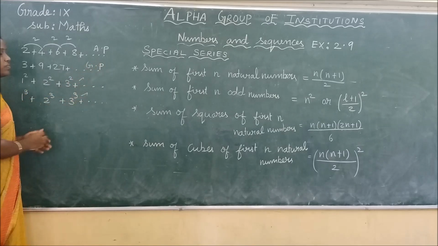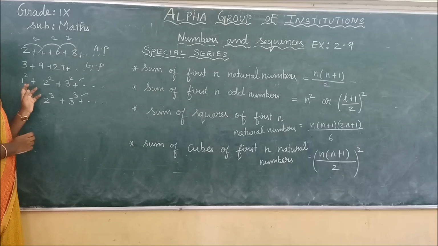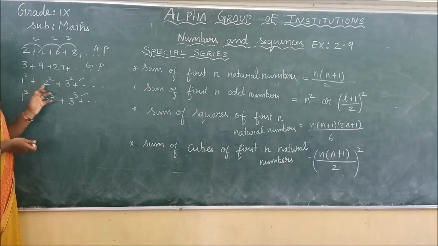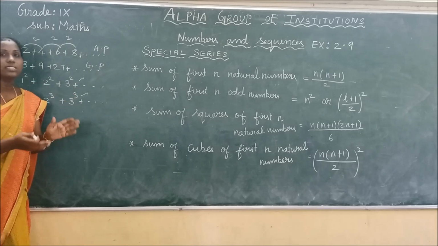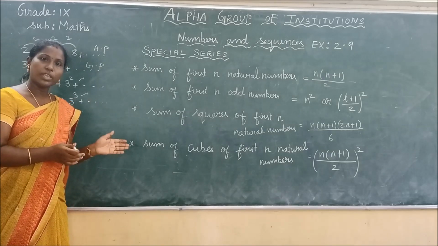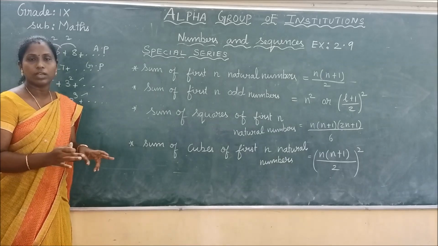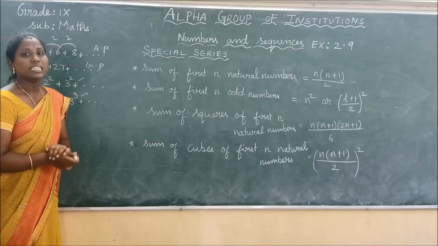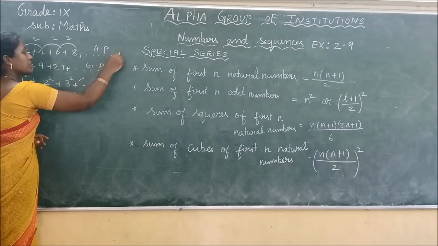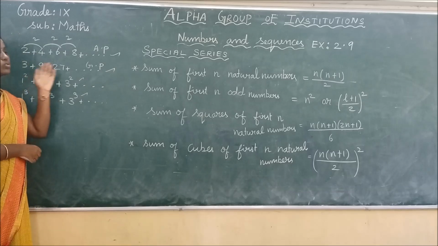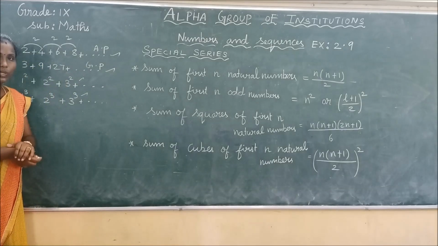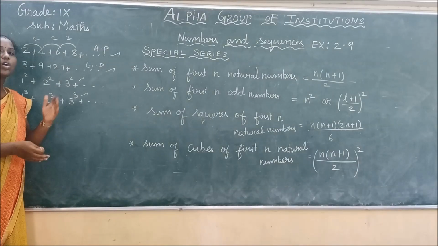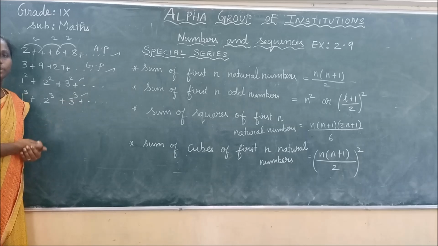Now see the third and fourth. Here we have 1 squared, 2 squared, 3 squared. However we find the squares, the values will be 1, 4, 9. This case will not come under GP as well as AP. It will not satisfy the GP and AP conditions. Such series also come under the special series. These problems can be solved under the special series. Any series that is not AP and GP comes under the special series.